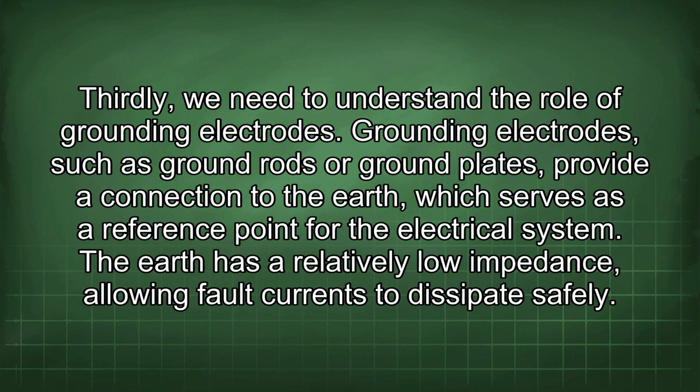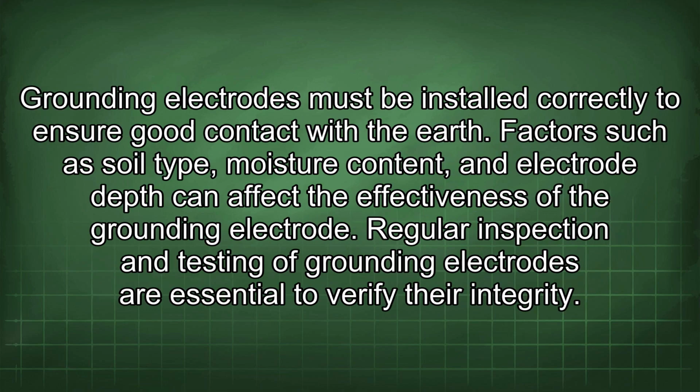Thirdly, we need to understand the role of grounding electrodes. Grounding electrodes, such as ground rods or ground plates, provide a connection to the earth, which serves as a reference point for the electrical system. The earth has a relatively low impedance, allowing fault currents to dissipate safely. Grounding electrodes must be installed correctly to ensure good contact with the earth. Factors such as soil type, moisture content, and electrode depth can affect the effectiveness of the grounding electrode. Regular inspection and testing of grounding electrodes are essential to verify their integrity.